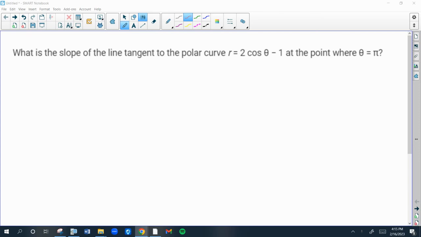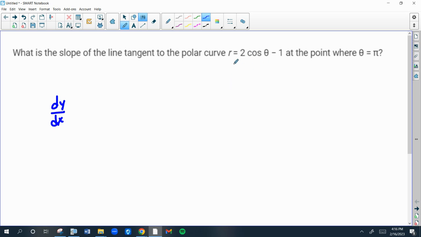So we're going to find the slope of the line tangent to this polar curve at theta equals pi. So this is a dy/dx question. That's important to understand because our graph is in polar coordinates, r equals 2 cosine theta minus 1. So we need to get this. If we're looking for dy/dx, we need to convert this to the rectangular system.